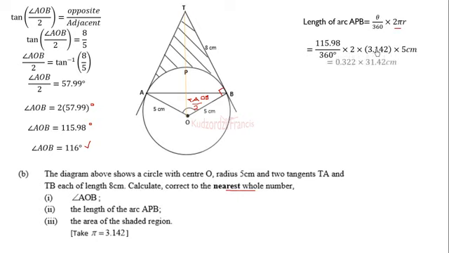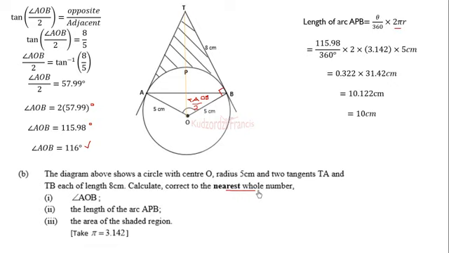So do the substitution, then this evaluates to 0.322 times 31.42, because 2 times 5 is 10. Move this one forward once. Now when you multiply this, you get 10.122 centimeters. But we need to correct it to the nearest whole number, which is 10 centimeters.